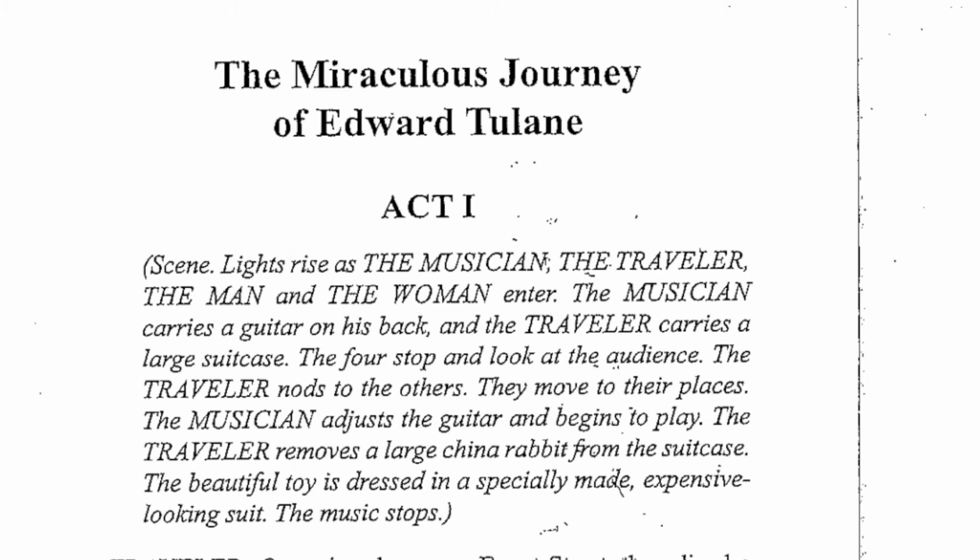It says, scene. Lights rise as the musician, the traveler, the man and the woman enter. The musician carries a guitar on his back, and the traveler carries a large suitcase. The four stop and look at the audience. The traveler nods to the others. They move to their places. The musician adjusts the guitar and begins to play. The traveler removes a large china rabbit from the suitcase. The beautiful toy is dressed in a specially made, expensive-looking suit.